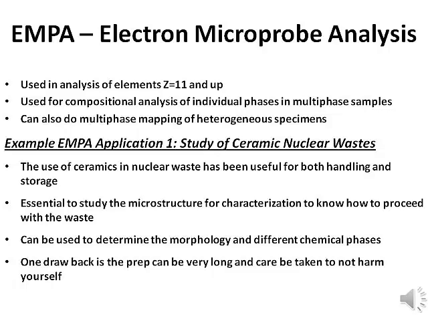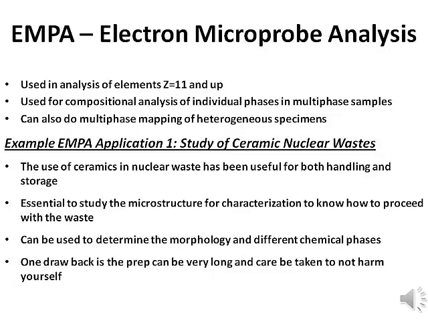EMPA, used in analysis of elements 11 and up, is used for compositional analysis of individual phases in multi-phase samples. One study is of ceramic nuclear waste. The use of ceramics in nuclear waste has been useful for both handling and storage of nuclear waste. It is essential to study the microstructure for characterization to know how to proceed with the waste. One drawback to this is the prep time. It is very long and very difficult, and it is very harmful and high risk for the user.